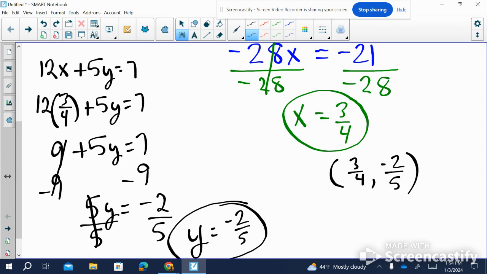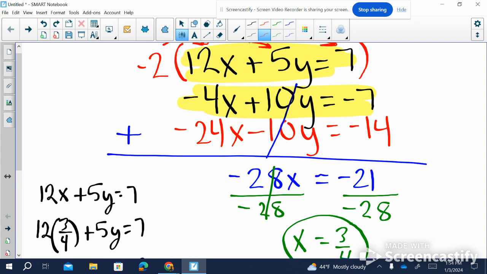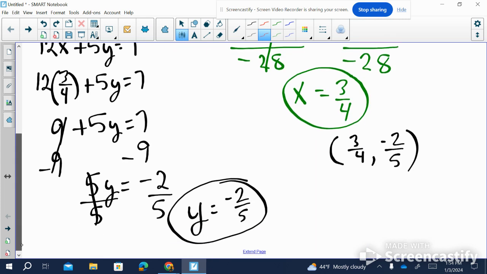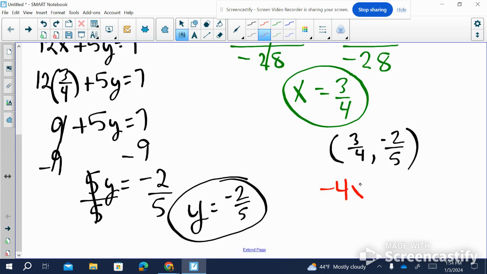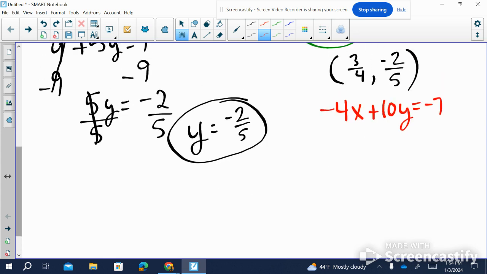Now I could trust it or I can check it, and I always choose to check it. So to check it, I'm going to go back up here, and the equation that I did not use, I'm going to now use. So the negative 4x plus 10y equals negative 7. I'm just going to plug in my x with a 3/4, and for y, I'm going to do negative 2/5. So this is what I get.